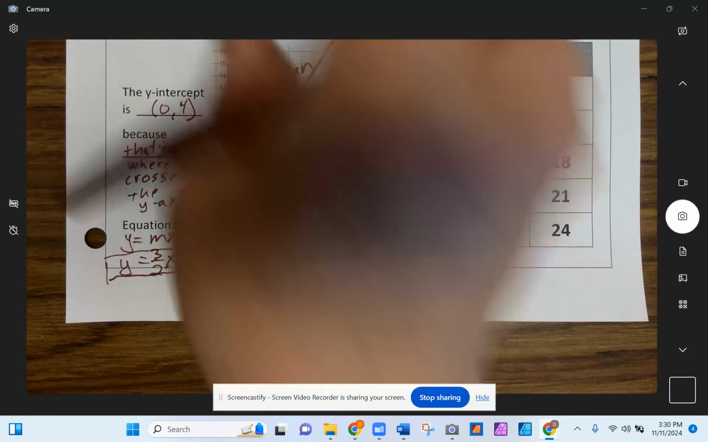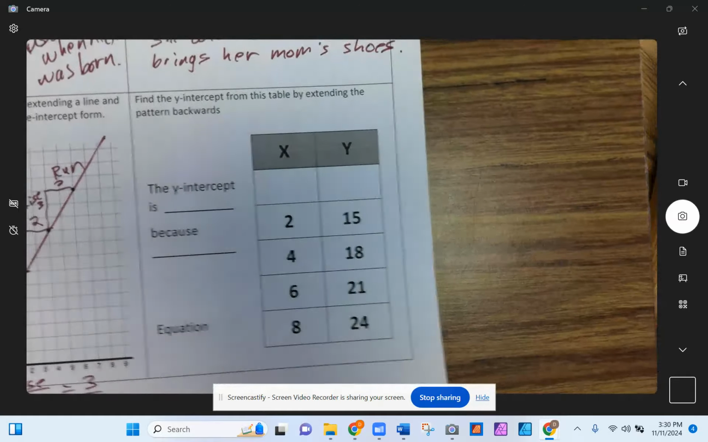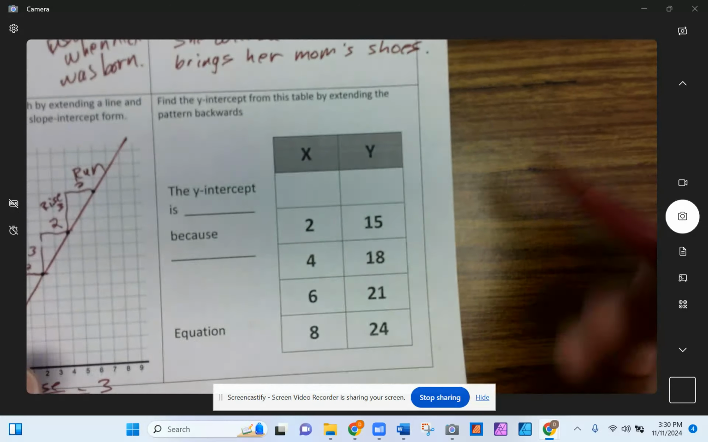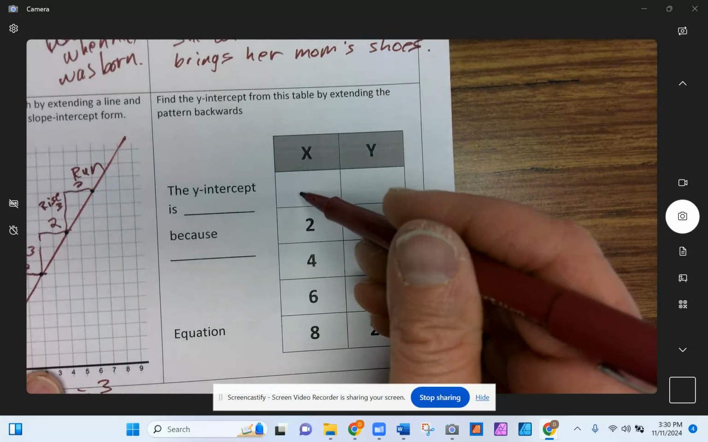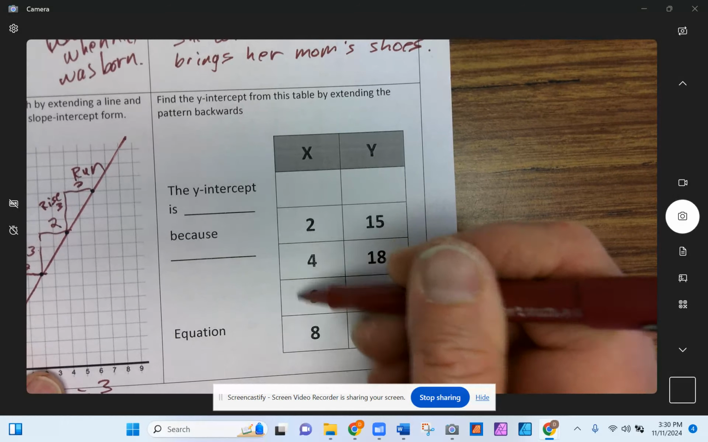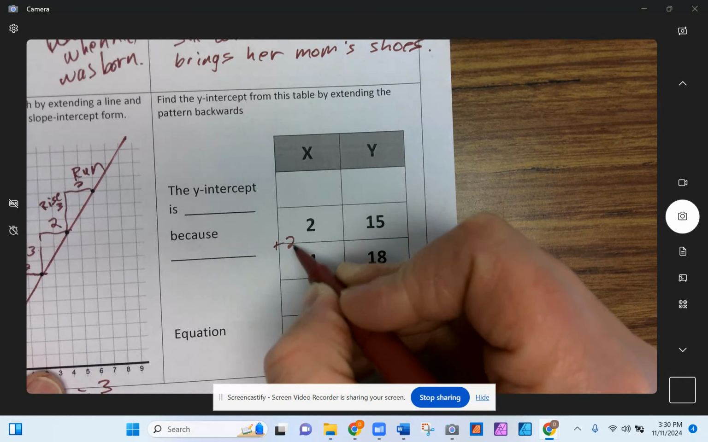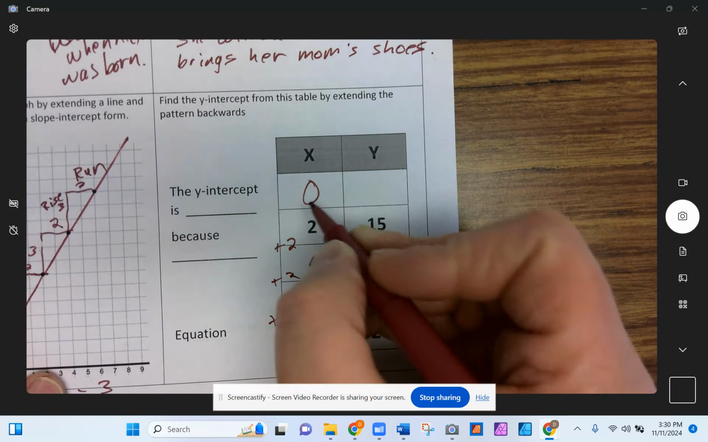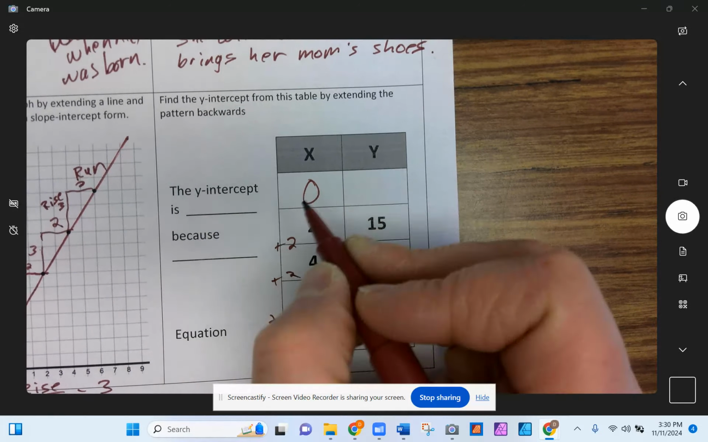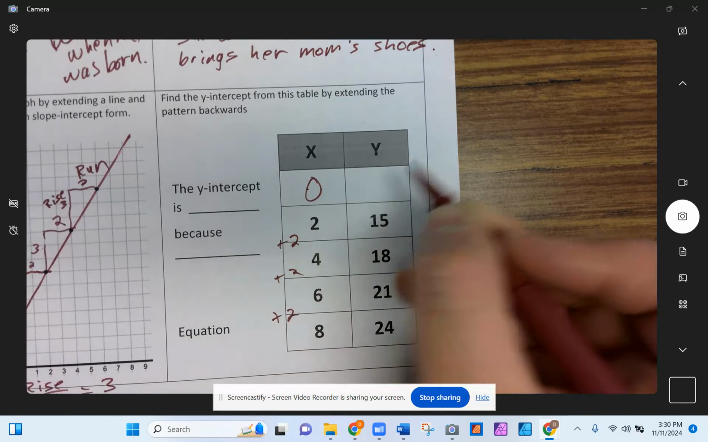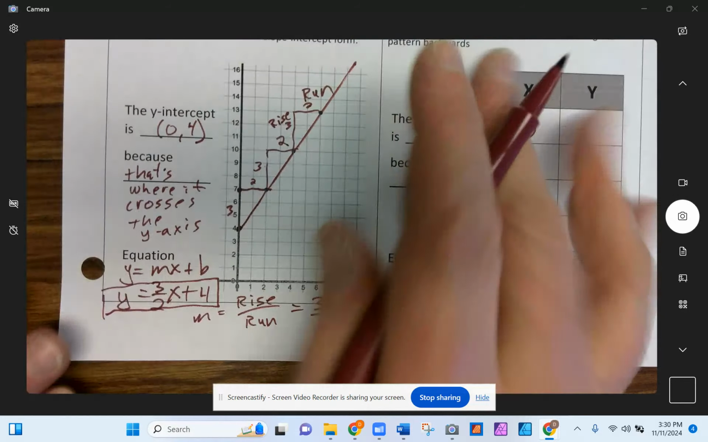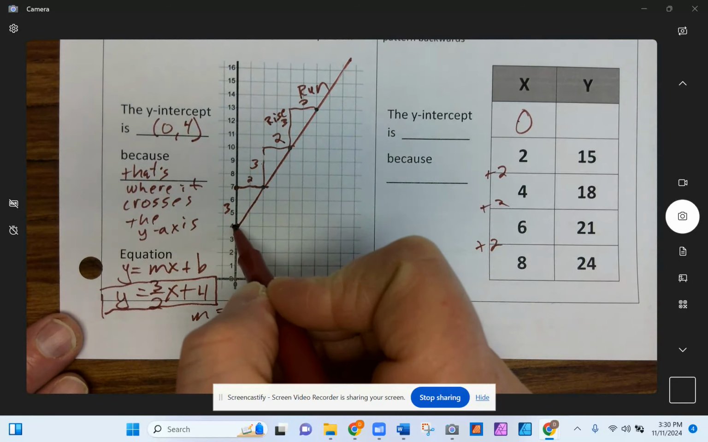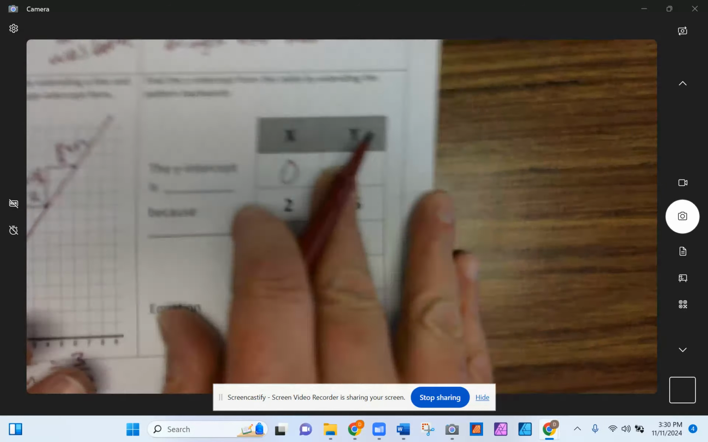Okay, now, similar concept with the table, but we have a table instead of a graph, right? So it's a different representation. So if we extend our pattern backwards to get a 0 right here, we see we're going up by 2's each time, right? So if we extend it backward, we subtract 2 to get to 0. So whenever you have an x value of 0, that number for the y is your y-intercept, right? We can see that 0, 4 right here. That's that same concept, right?